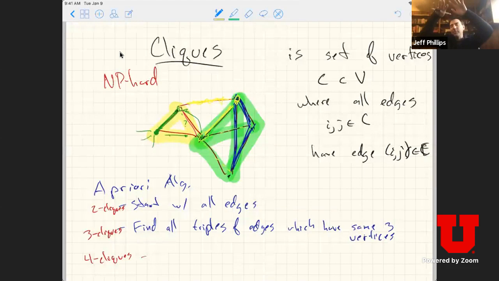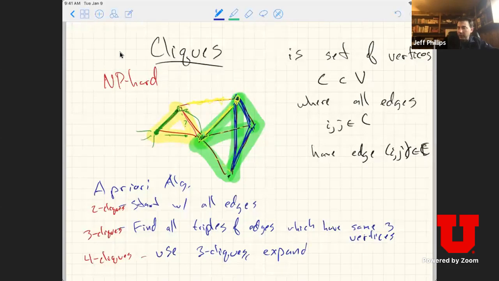So think of it as doing a breadth first search down all possible four cliques, but I can do a lot of pruning. Here, I want to use the three cliques and expand them greedily. Okay, and I keep trying to expand them.